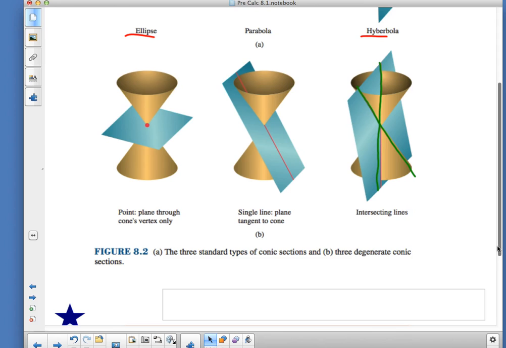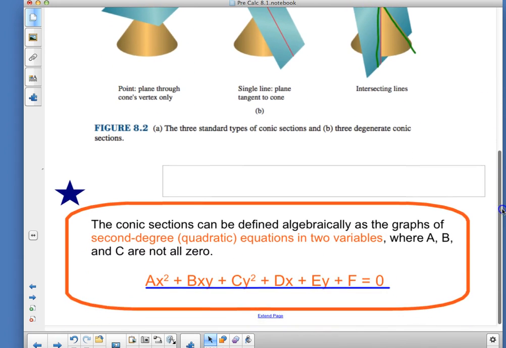So we have the three standard types of conic sections, and the three degenerate conic sections. The bottom three are the degenerates, and the top are the standards. But the conic sections are defined algebraically as the graphs of second-degree quadratic equations in two variables, where A, B, and C are not all zero. Now, we will be completing the square. We will be taking a formula like this and completing the square. We won't be doing it for our parabolas today, but we will be completing the square. It's kind of a cool process to actually split it up.